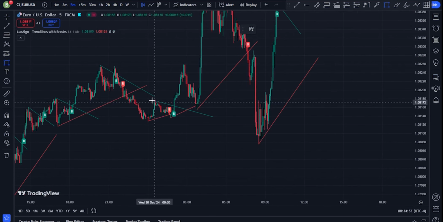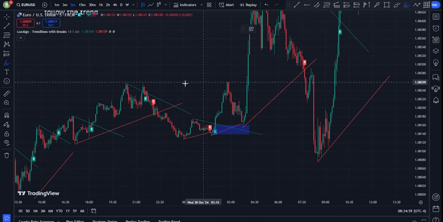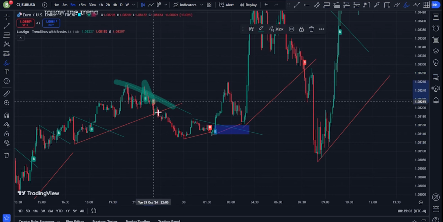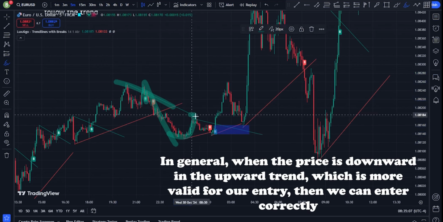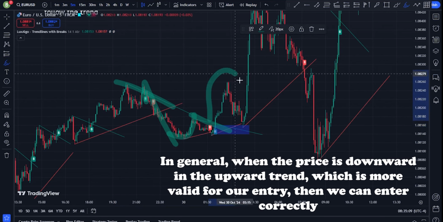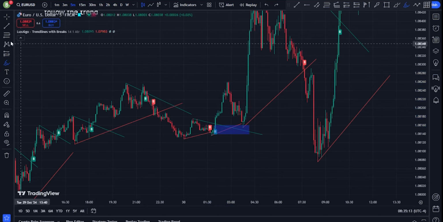1. Identify the trend and draw the trend line. Begin by identifying the prevailing trend, uptrend or downtrend. Draw a trend line by connecting two or more significant lows in an uptrend or highs in a downtrend. The trend line serves as a dynamic level of support in an uptrend or resistance in a downtrend.